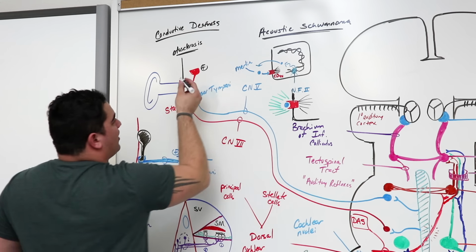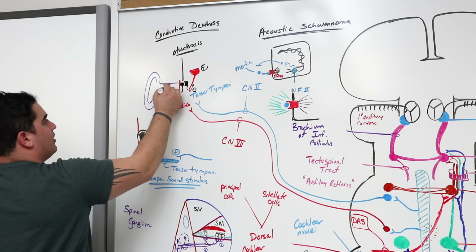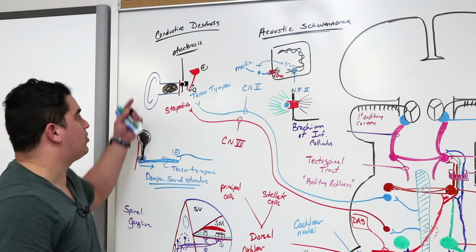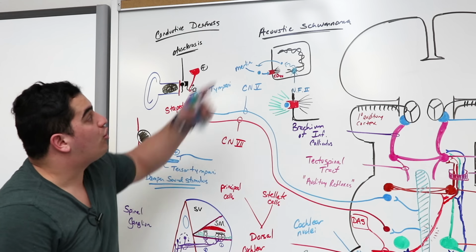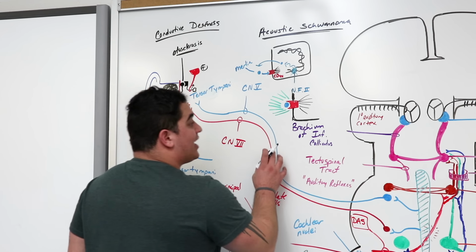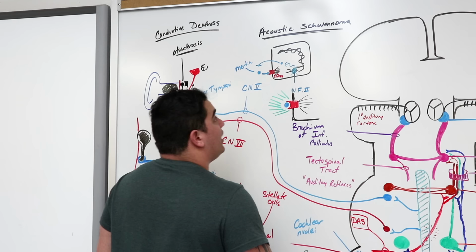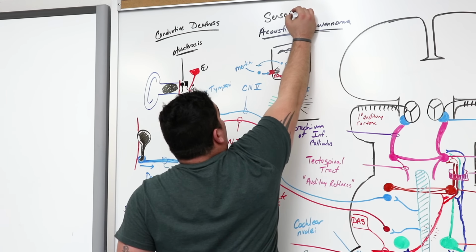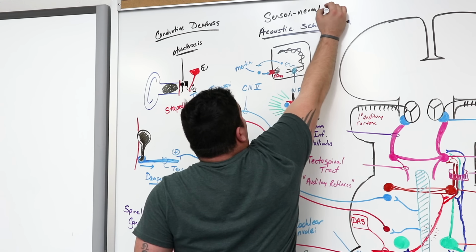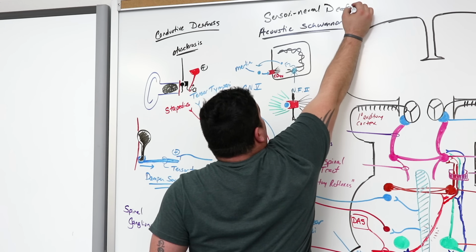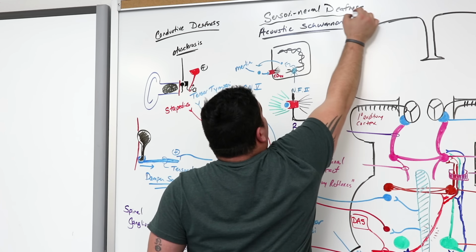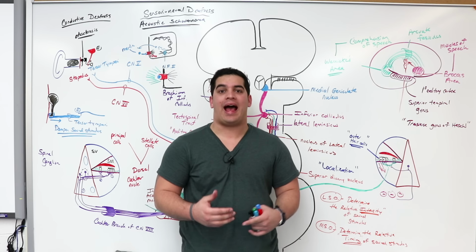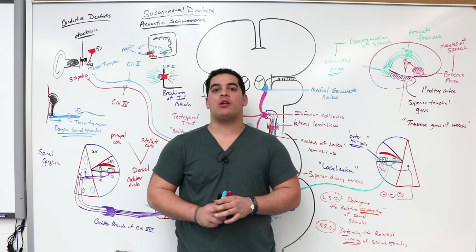Other types of conductive deafness occur if you have earwax that's really building up within the external acoustic meatus. That can also affect the sound waves. But the acoustic schwannoma is due to an effect on the inner ear structure. So this is called sensorineural deafness. Okay. All right, engineers, so in this video we talked about the auditory pathway, specifically following the cochlear branch of the vestibulocochlear nerve.